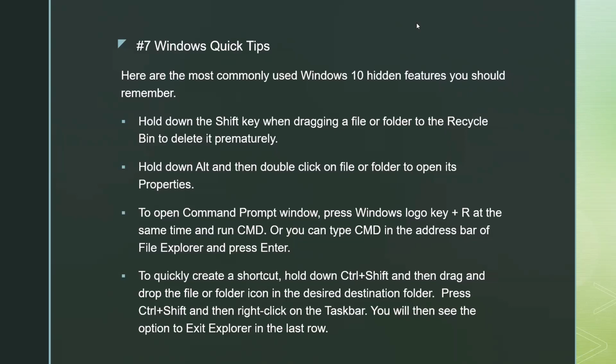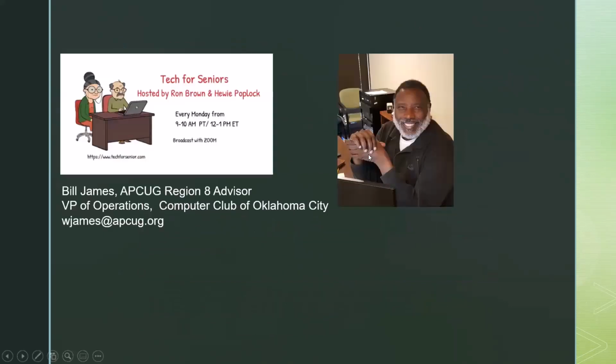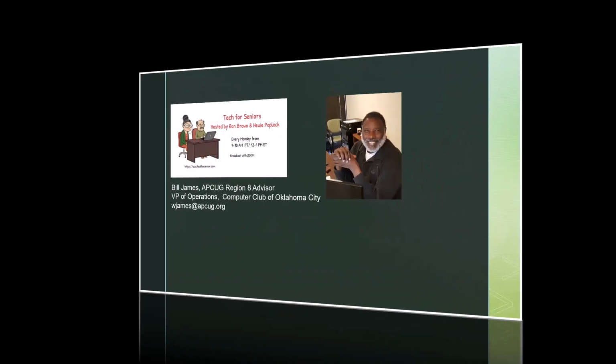Press Control plus Shift and then right-click on the taskbar. You will then see the option to exit Explorer in the last row. And that concludes our tips.